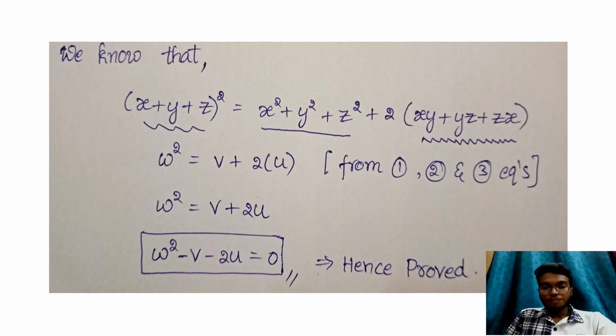Finally, if we transpose these to the LHS, then we get w square plus v becomes minus v on transposing, and then plus 2u becomes minus 2u on transposing. So this entire value equals 0. So it is hence proved.